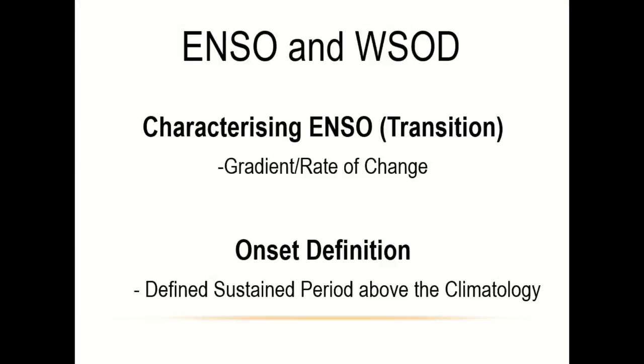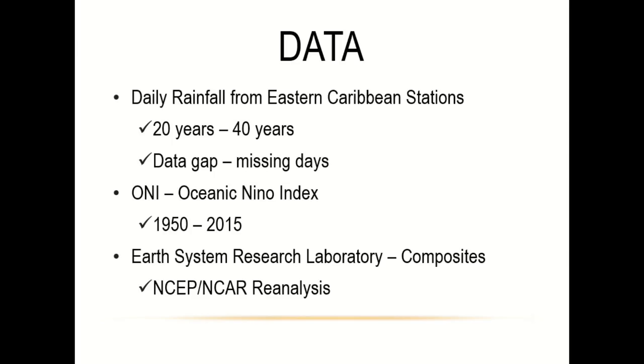So in the past, a person would have said we're having a strong El Nino or a weak El Nino or a weak La Nina or a strong La Nina. So I'm going to look at how fast it transitioned out of this state. And then for the onset definition, we look at a sustained period above the climatology.